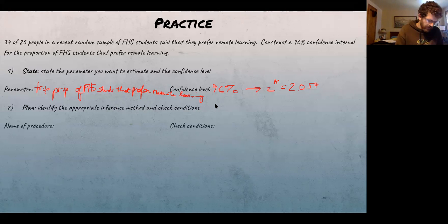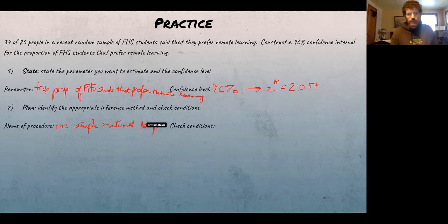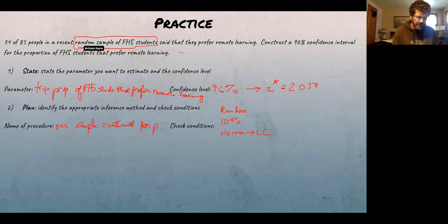So the name of our procedure right here is a one sample Z interval for P. That is the population proportion. The conditions: we need it to be random. We need it to be 10% met. And we need it to be normal, which in our case is the large counts condition. So put LC right there. So is it random? Well, it says right here, this is a random sample of FHS students. So yes, it's random.